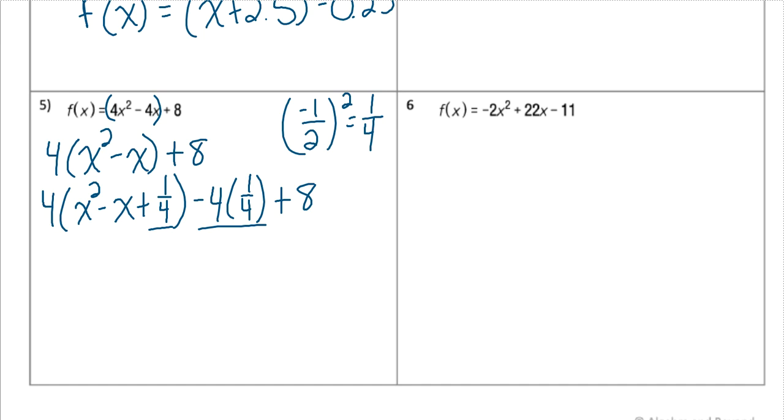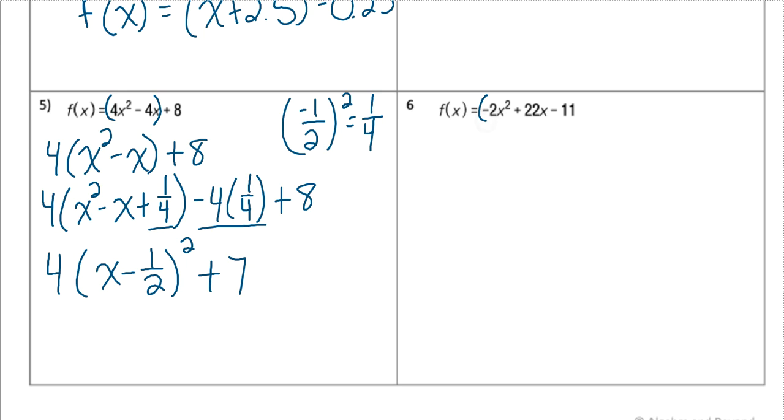So when I simplify there, my factored form has the 4 out in front. And then when I square root 1/4, I get 1/2. So minus 1/2 squared. And then when I simplify the negative 4 times a fourth plus 8, I get 7.